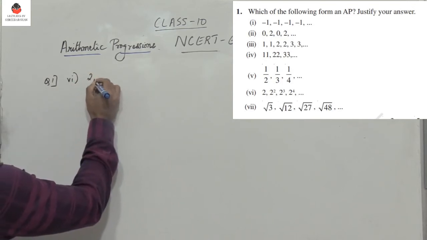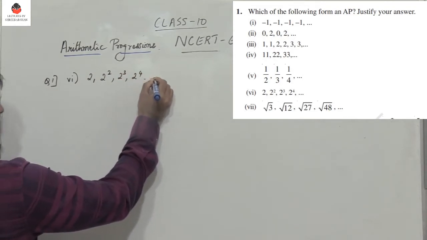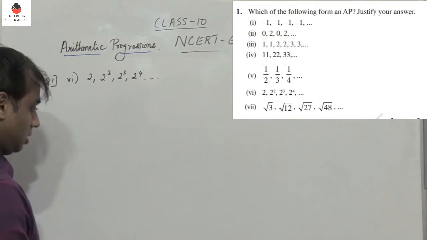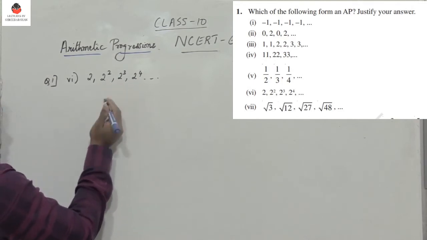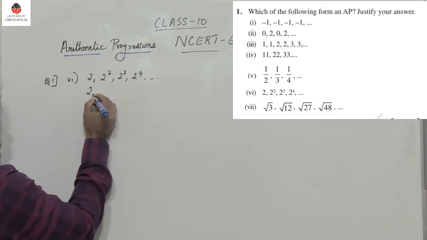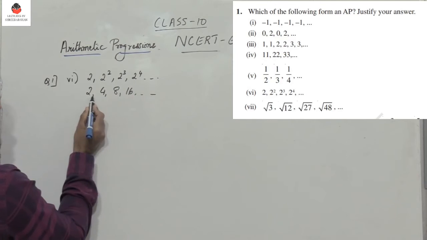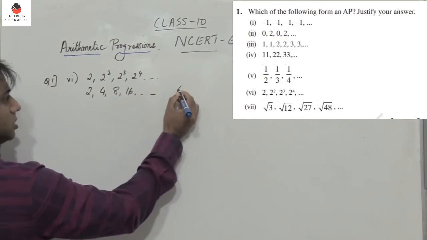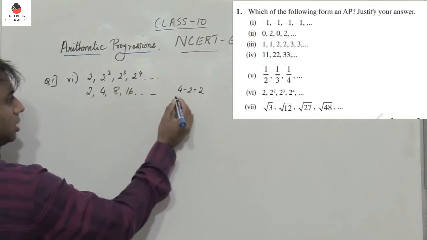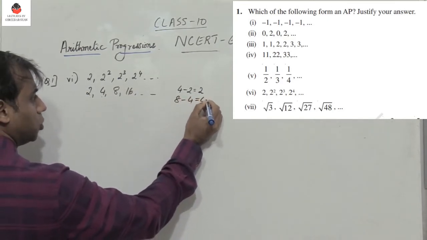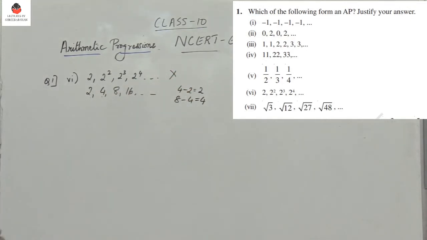Sixth one, 2, 2 square, 2 cube, 2 power 4. Definitely the common difference is not the same because the value is increasing by a factor of 2. So you have 2, 4, 8, 16 and so on. The difference between the second and the first is 4 minus 2, which is 2. Third term minus the second term, 8 minus 4, is 4. The two common differences are not the same, so this is not an arithmetic progression.